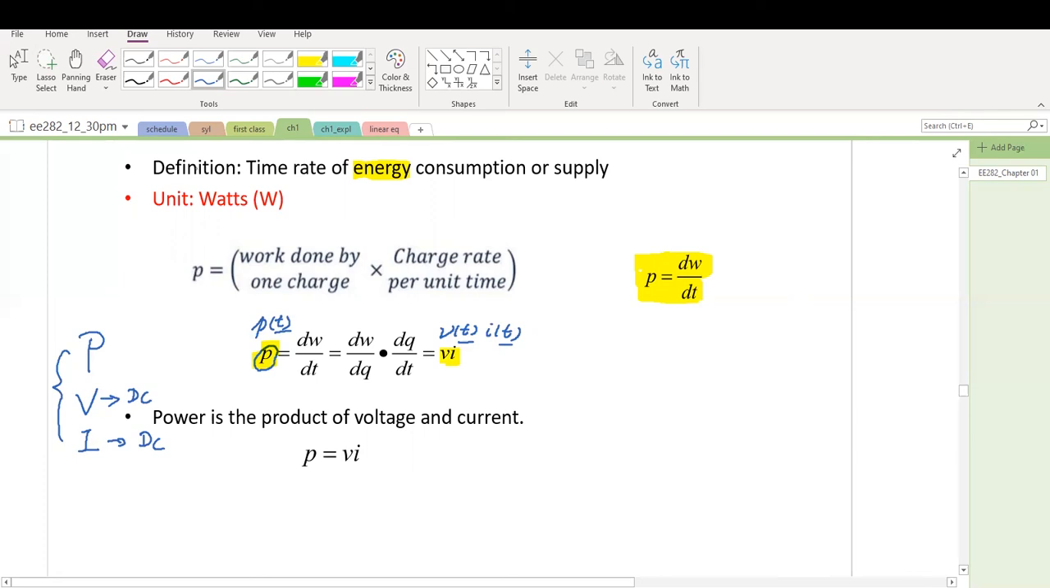The unit of power is watt. What's the unit of energy? Energy is watts multiplied by the time, exactly what we pointed out before. We know this relationship: power is the product of voltage and the current. We know this relationship probably from physics, maybe from high school.